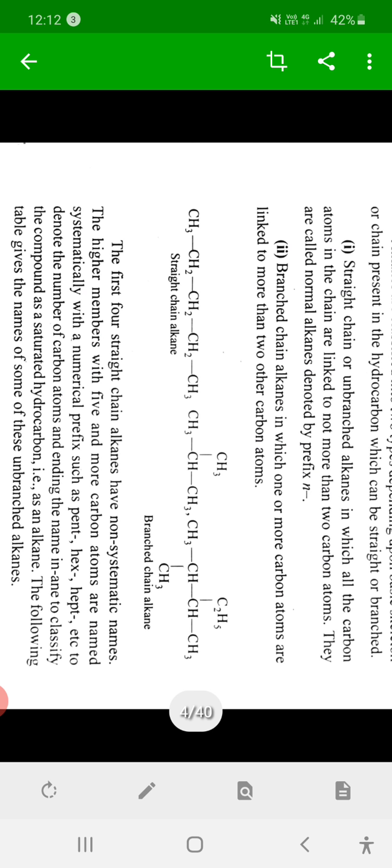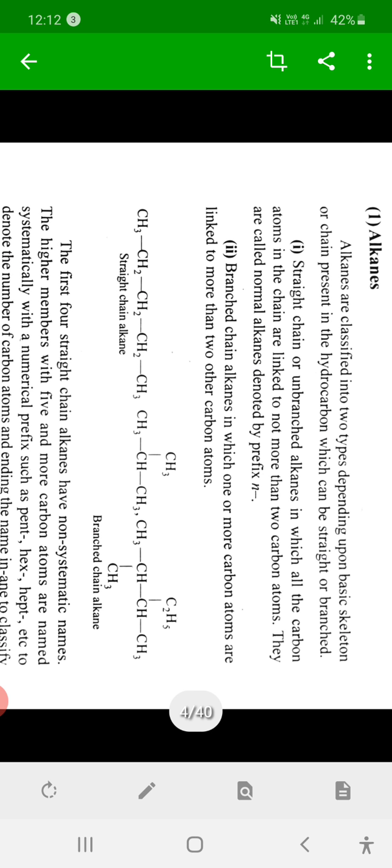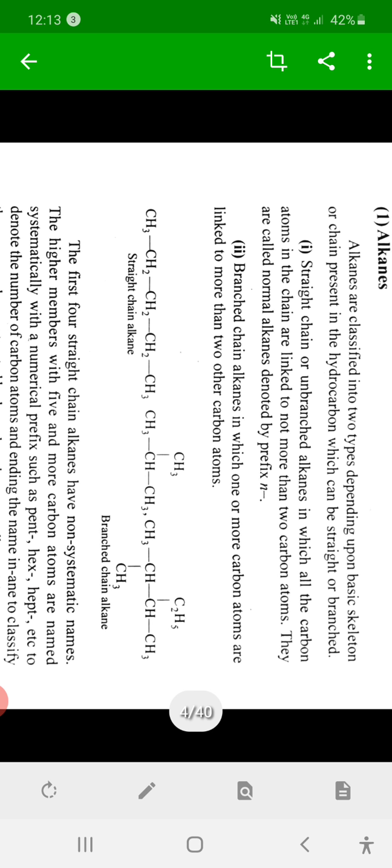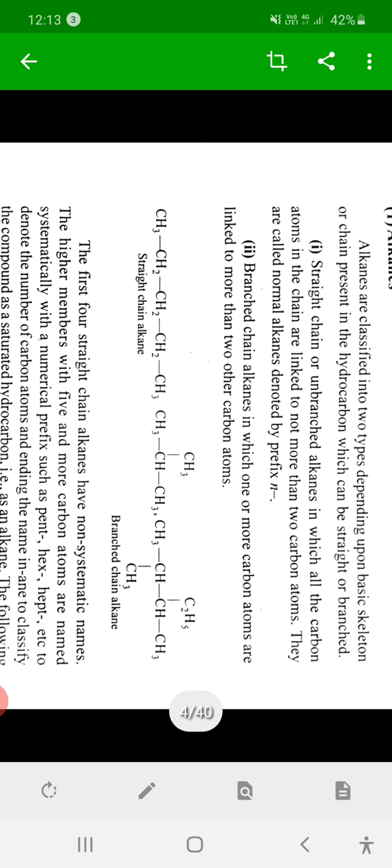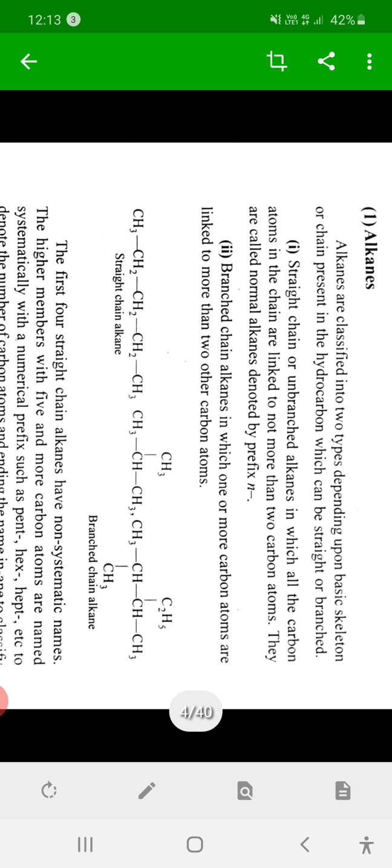And the fourth one is to write the name of the parent alkane as a suffix and write the names of substituents as a prefix. Then if any compound possesses more than one type of substituent, the prefixes are arranged in alphabetical order. That is, methyl and ethyl: ethyl is written first, then methyl. But both are prefixes and the parent alkane is the suffix. Remember these four rules, very important.